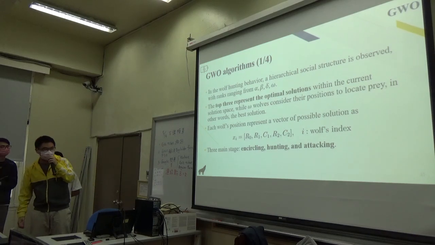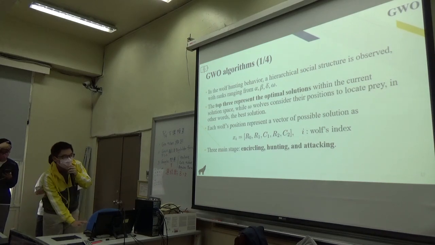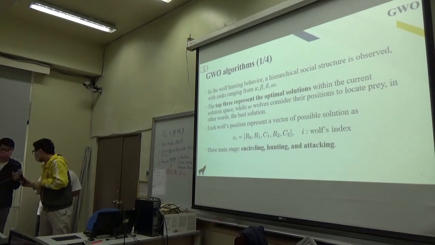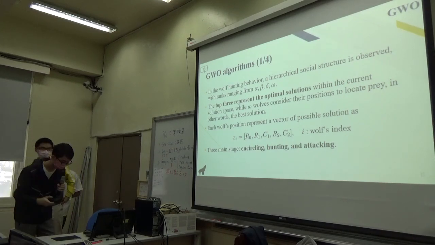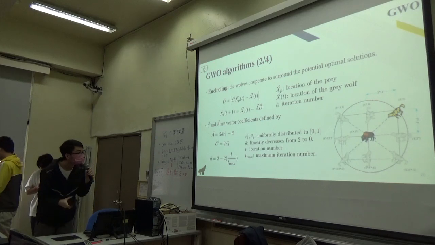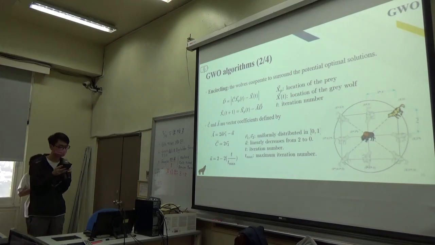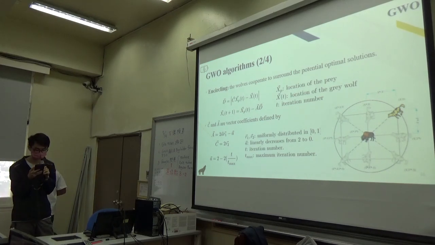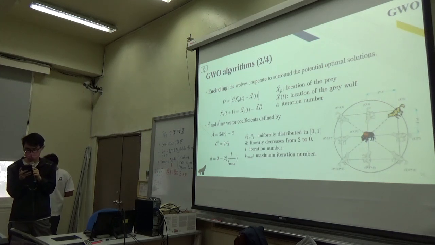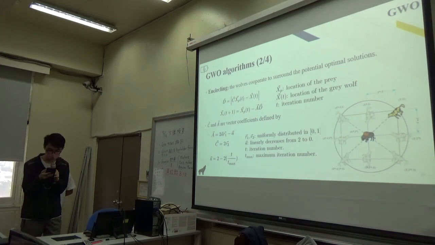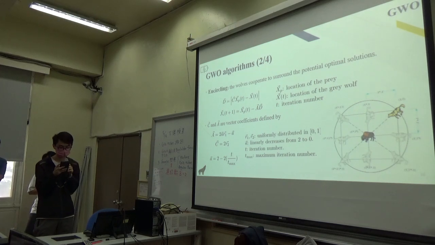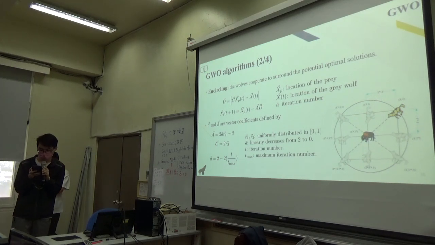Okay, so next we're going to talk about the 3 main stages of the GWO algorithm: encircling, hunting, and attacking. Let's talk about the encircling stage. In this stage, the wolves collaborate to surround and converge toward the prey's location, as identified by the alpha, beta, and delta wolves. This phase is pivotal in refining and improving the solution, setting the stage for the subsequent hunting endeavor.